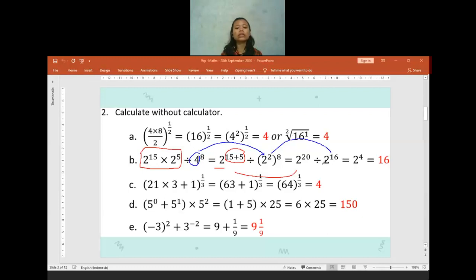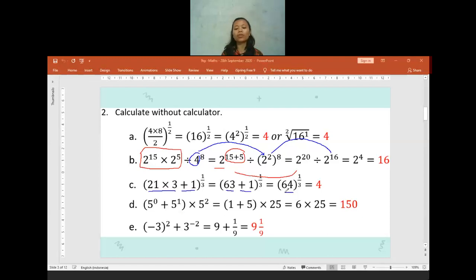For question C, if we have any calculation inside the bracket, we have to simplify it first. So we simplify 21 times 3, which is equal to 63. After that, we add 1. So now we have 63 plus 1, which is equal to 64. Now we have 64 to the power of 1 per 3. The answer will be equal to 4.